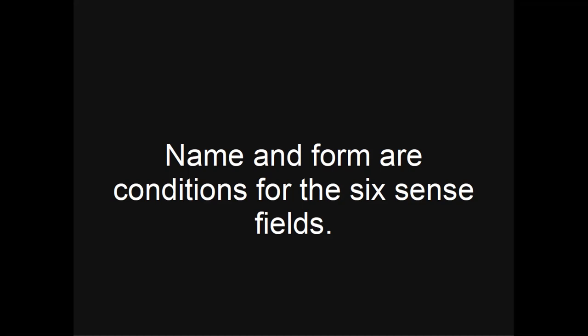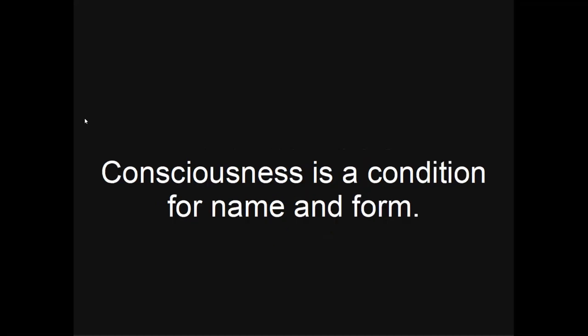And just going fairly quickly, the condition then for name and form, what is that? Surprise, surprise, it is consciousness. Consciousness is the condition for name and form. And this is a very interesting statement in dependent origination, because it shows you that consciousness depends, not only is consciousness a condition for name and form, but in other suttas, it says that form itself is a condition for consciousness. So it's like two things that are mutually dependent on each other. They support each other in a sense. And that is very interesting, because what it means is that these things cannot exist independently of each other.